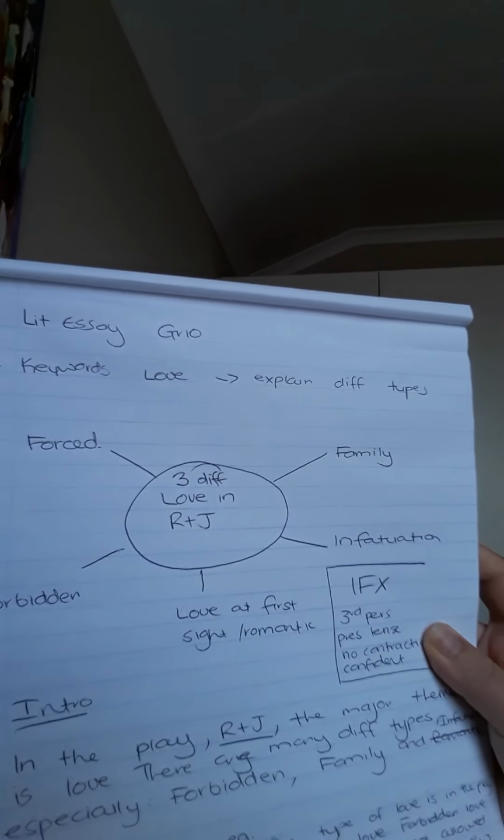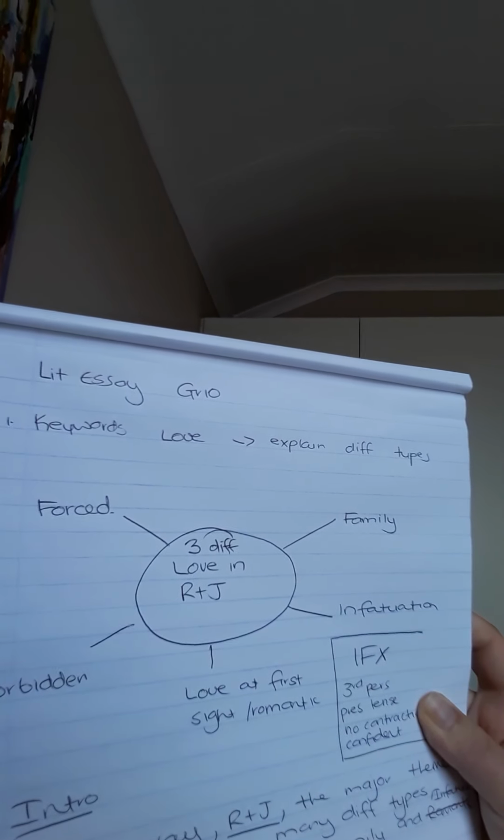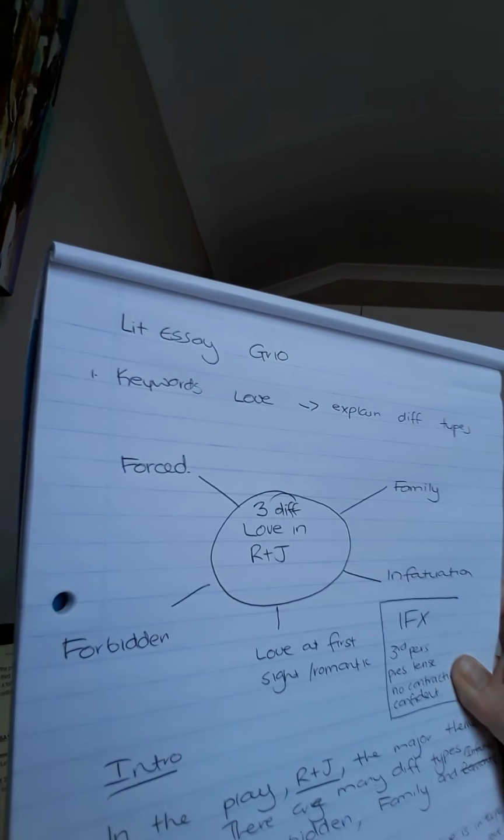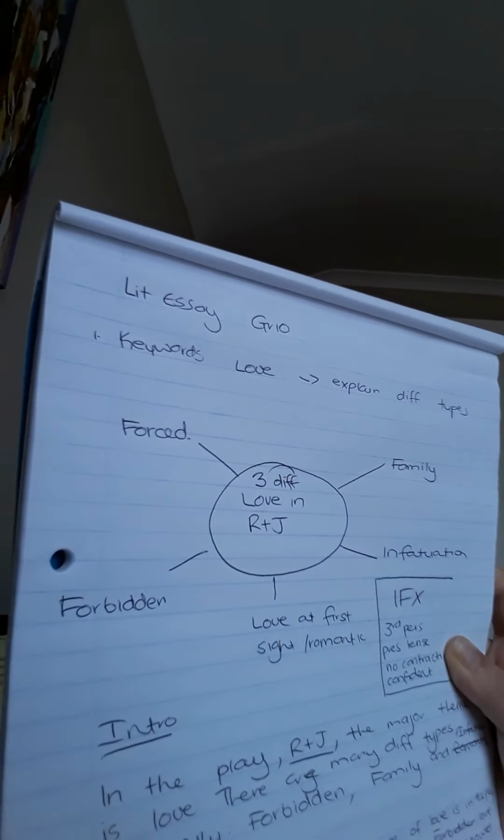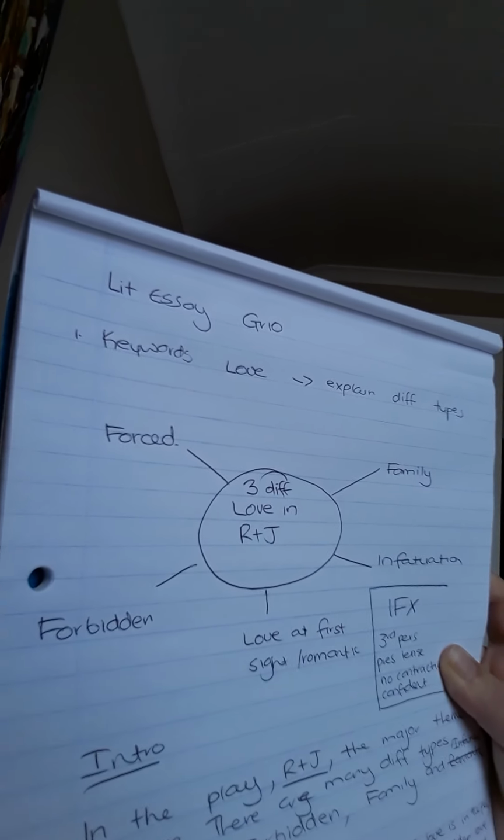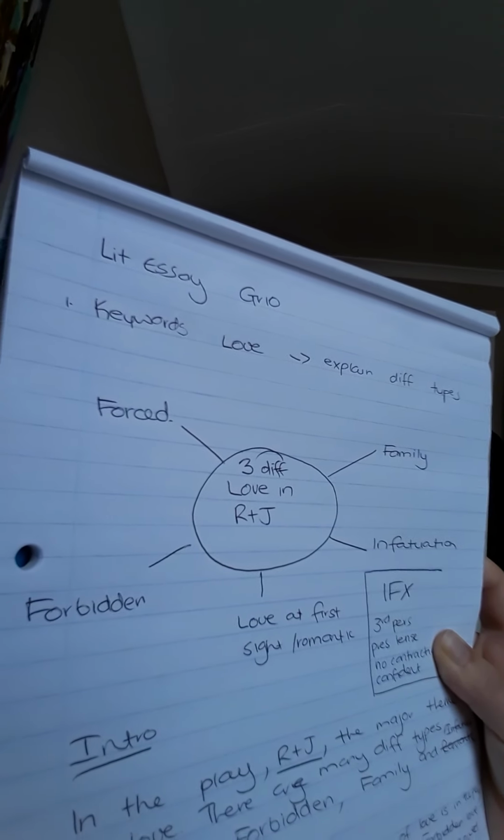I'll just show you an example. This is my mind map here, and I wrote in the middle 3 different types of love in Romeo and Juliet, and then I came up with some ideas. There's forced love, family love, forbidden love, love at first sight or romantic love, and infatuation. Those are all the ideas that I came up with.